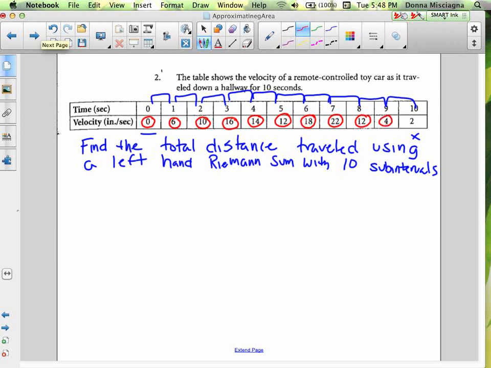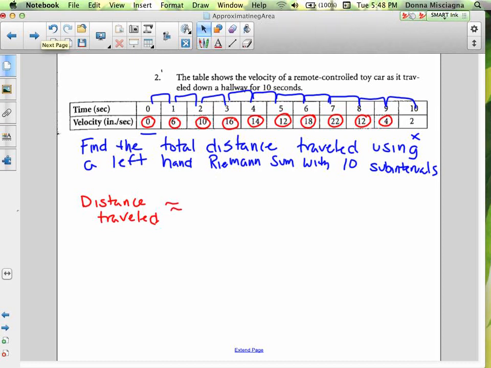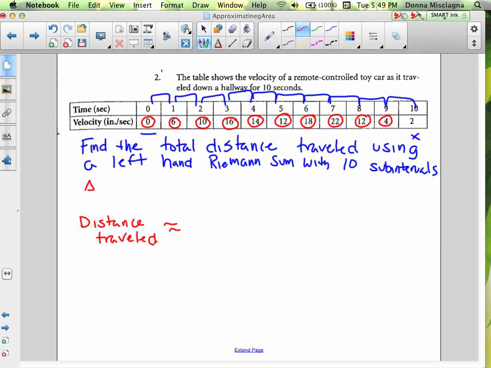So the distance traveled by our little car here, it's the exact same question, just a different Riemann sum, is approximately... let's get our change in x. It's obviously going to be the exact same change in x, but I'll put it up here. The last x value is 10, the first x value is 0. We have 10 subintervals, so it is 1. That's our change in x.